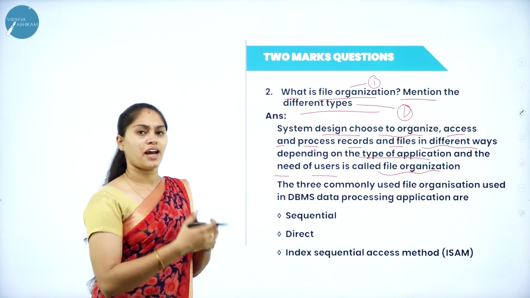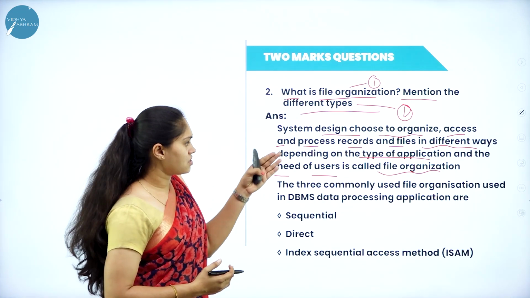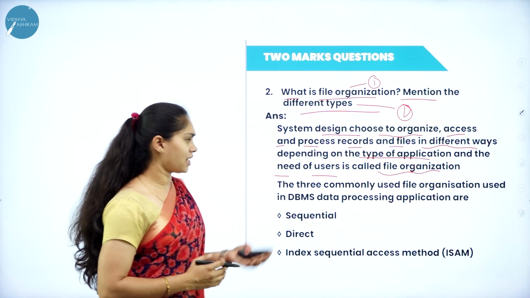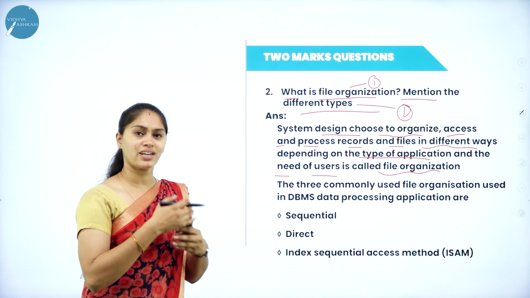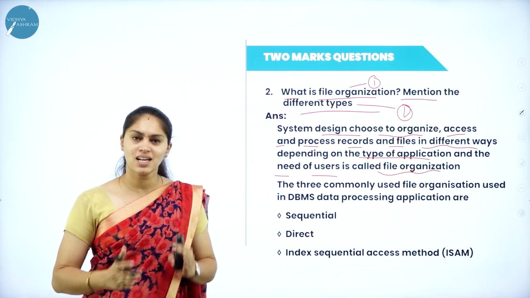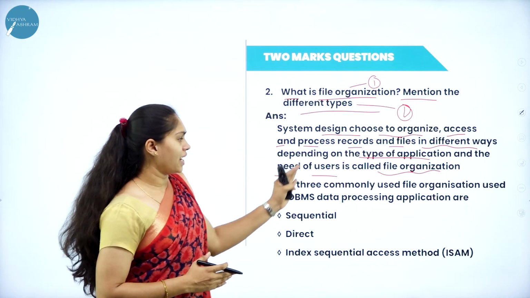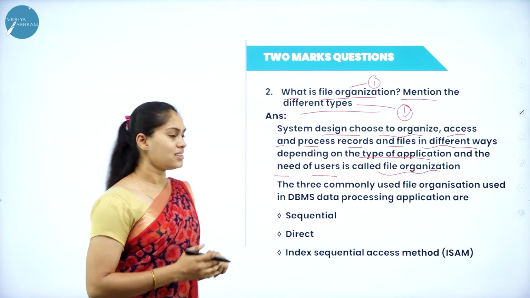Based on that, they are going to allow us to access, control, organize, and process the records and files. So that process, the organization of all those files and records, will be considered as what? File organization. Then what are the types we have?